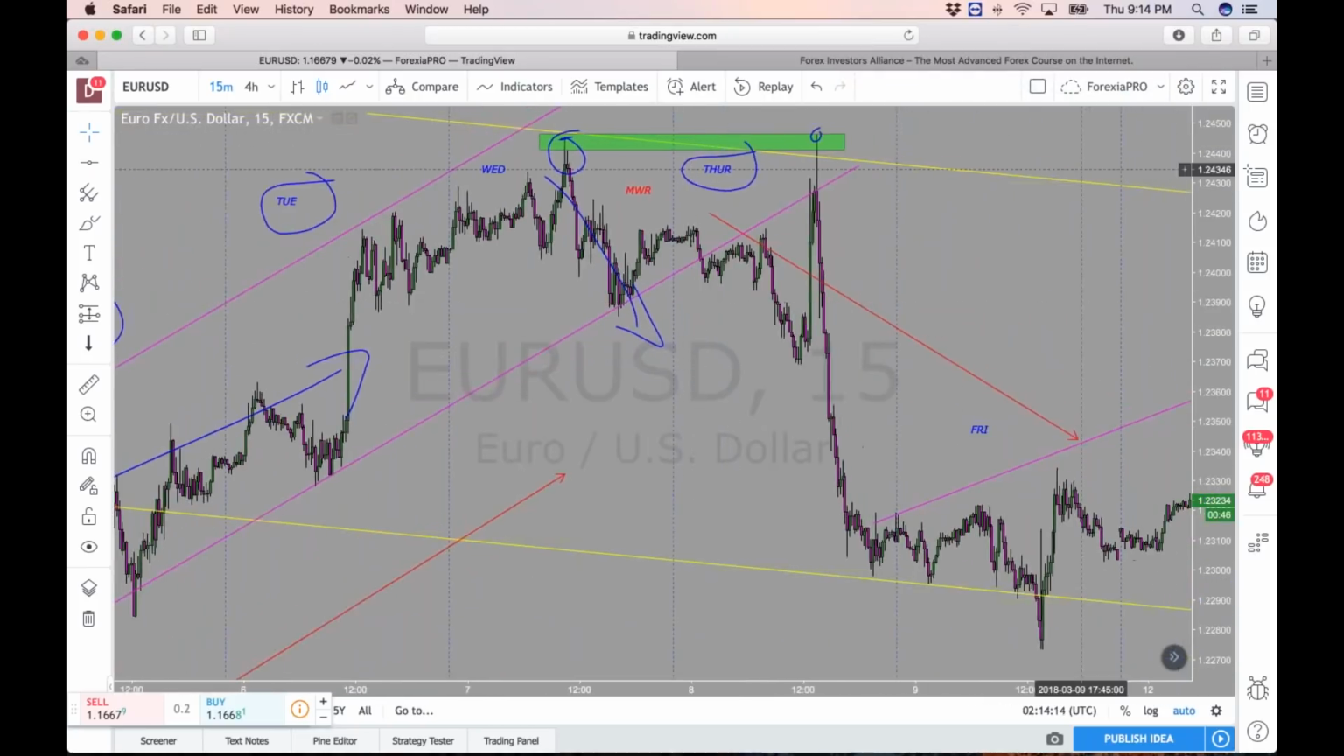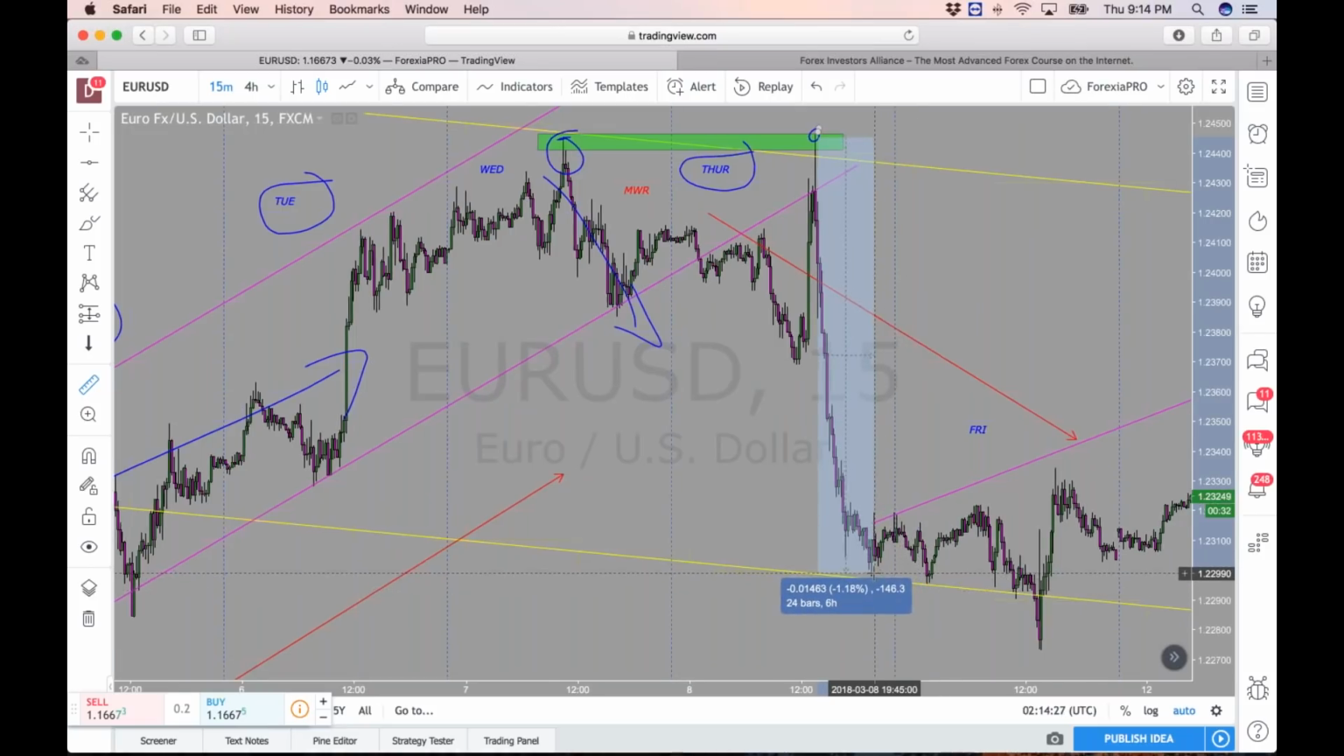When in reality, look what happens. A massive reversal. If you had your sell limit at the exact high, you would have had 1 pip of drawdown for a 150 plus pip move.